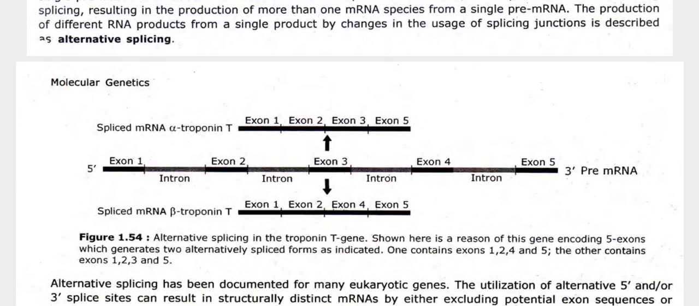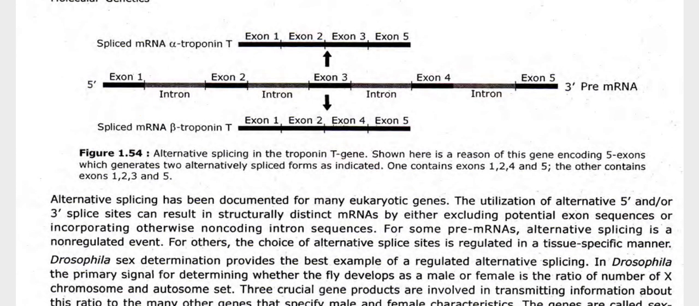Spliced mRNA. Troponin T exons, other exons, and introns: splicing will be happening. Alternative splicing in the troponin T gene shown here occurs because this gene encodes 5 exons which generate two alternatively spliced forms as indicated. One contains exons 1, 2, 4 and 5. The other contains exons 1, 2, 3 and 5.